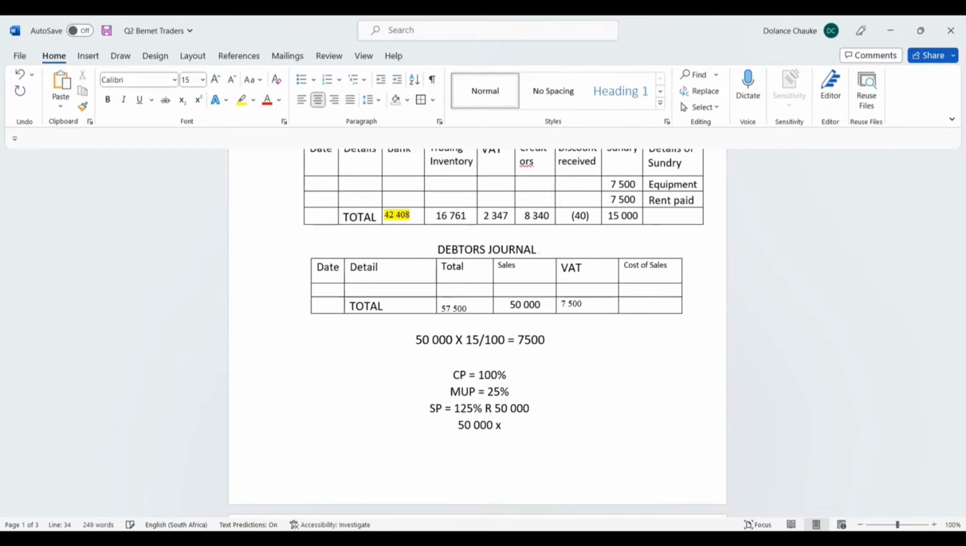multiplied by, what do we want? Well, we're looking for cost price, right? The percentage of cost price is 100. You're going to multiply by what you're looking for. Multiply by 100, divide by the percentage of the sales. The percentage of the sales is 125. Then you'll get your cost of sales. How much is your cost of sales? That's 40,000. Okay, correct. The cost of sales is 40,000.